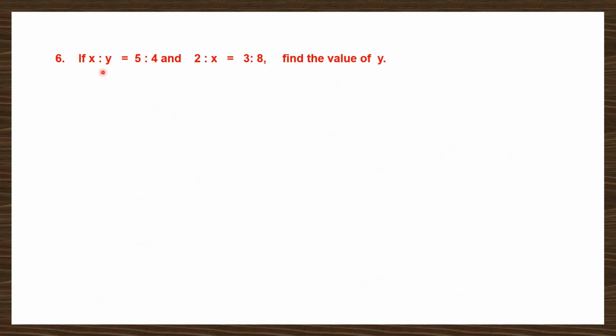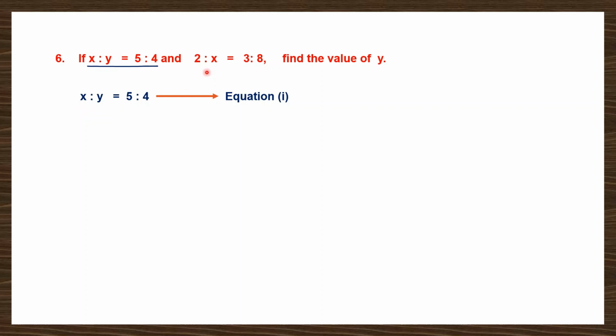Question 6. If x is to y is equal to 5 is to 4 and 2 is to x is equal to 3 is to 8, find the value of y. Here we've been asked to find only the value of y. Now let's take the first part of the question given to us here and consider that as equation 1. So this is going to be equation 1. But as you can see here, there are two unknown quantities. So we have to solve this, isn't it? To find the value of y, which is asked in the question, we need to know the value of x.